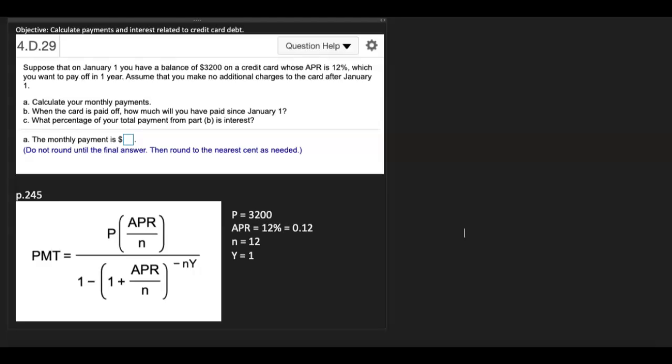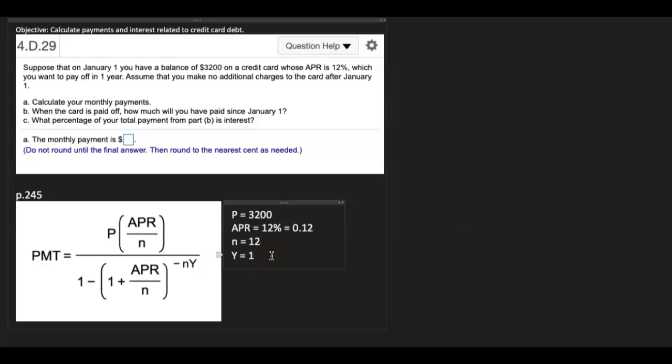In this example, we're going to determine the monthly payments on a loan. It is a credit card, but it's treated just like a loan. So we're going to use the same formula that we have from page 245 in our textbook. I've already identified those particular values that we need from the problem. So if you haven't already, pause to read it. Make sure that you agree with these values.